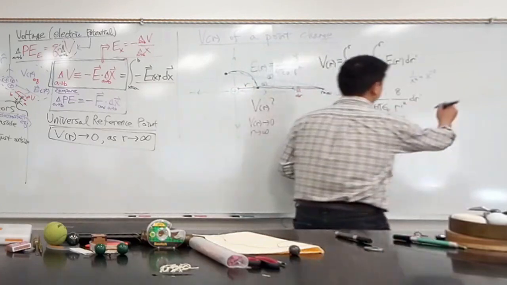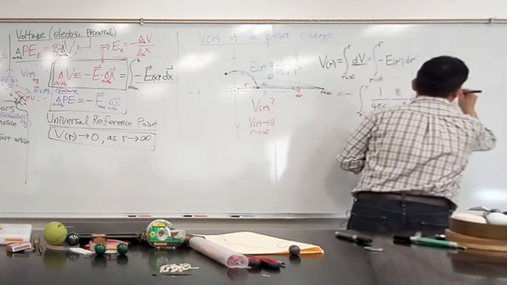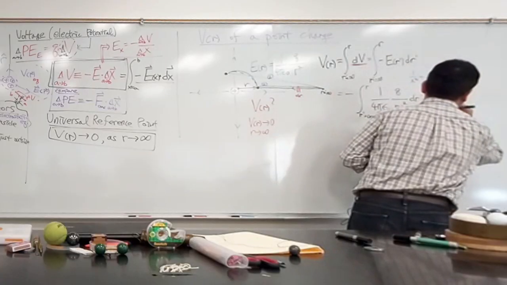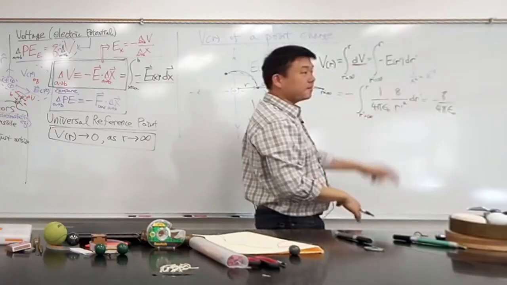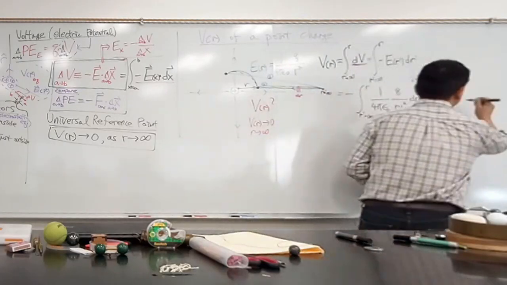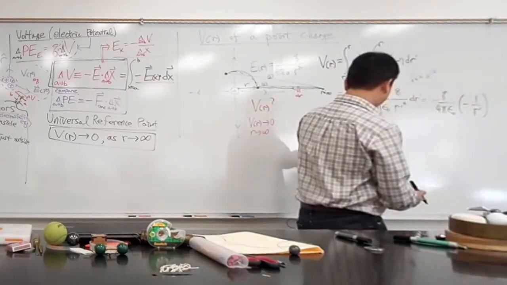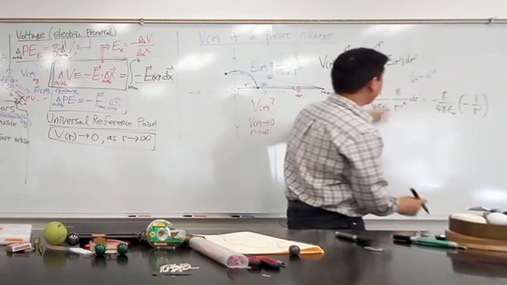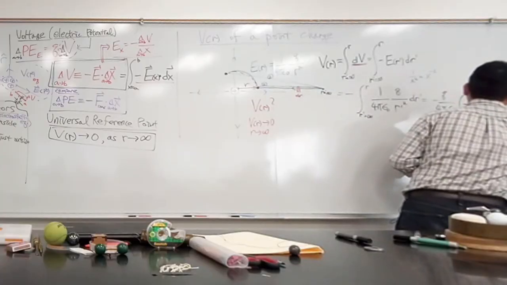All right, so let me do this. I'm going to factor out everything that's constant, minus q over 4 pi epsilon naught. I'm trying to be careful with the sign this time because I'll explain it later. The antiderivative of this thing here is minus 1 over r prime, evaluated from infinity to r. So r prime goes from infinity to r.